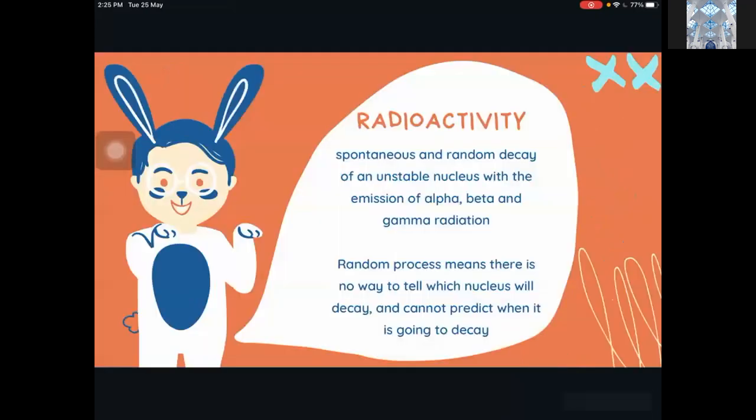When we talk about decay and half-life, it's very important to discuss and know about radioactivity first. Radioactivity is the spontaneous and random decay of an unstable nucleus with the emission of alpha, beta, and gamma radiation. This random decay process means there is no way to tell which nucleus will decay and we cannot predict when it's going to decay. That's why scientists propose some formulas so that we can estimate the time that the radioactive substance will decay.